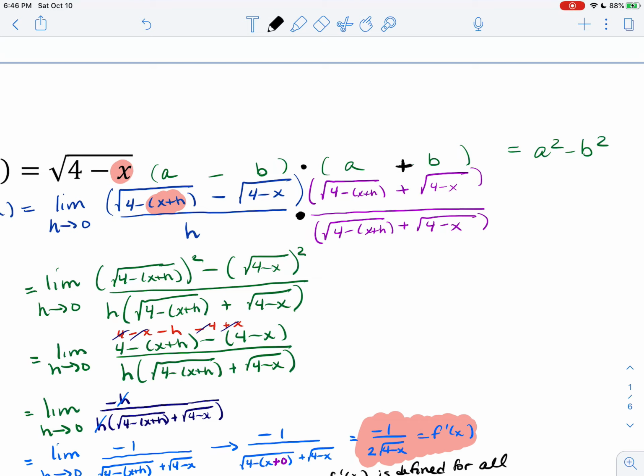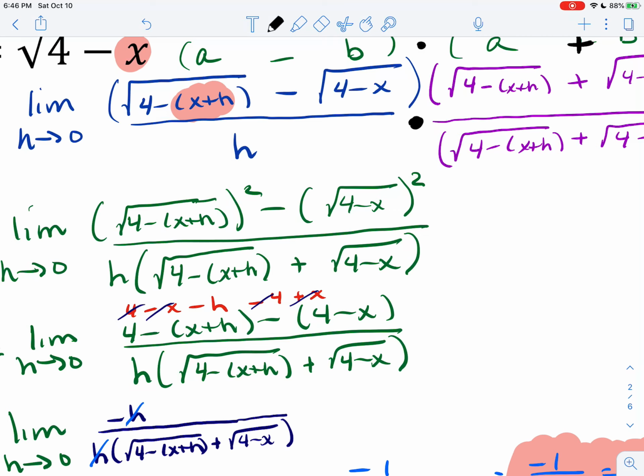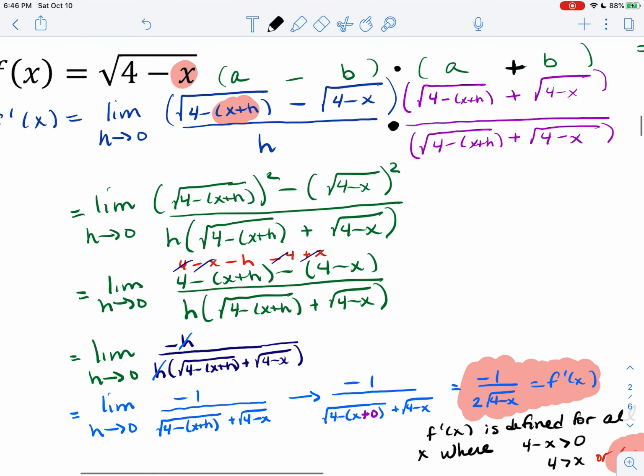So I go ahead and multiply on the top and bottom by that conjugate, and then in the very next step, I end up with the radicals squared minus the radical squared, and we know that the square root of x times the square root of x is x, so if I square my radicals, I can eliminate the radicals in both of those terms. And then when I scroll in and simplify, I see that my 4's go away and my minus x and plus x simplify, and I'm just left with minus h in the numerator.